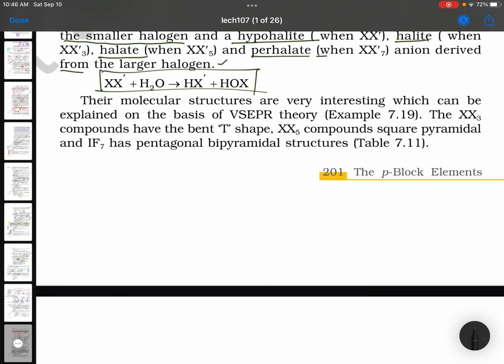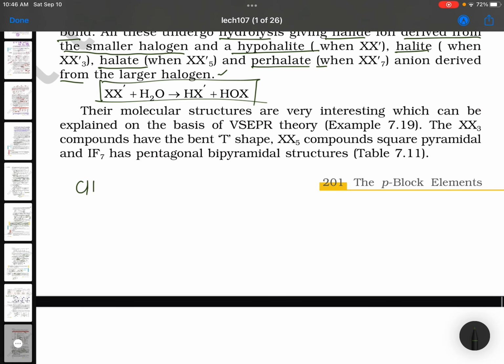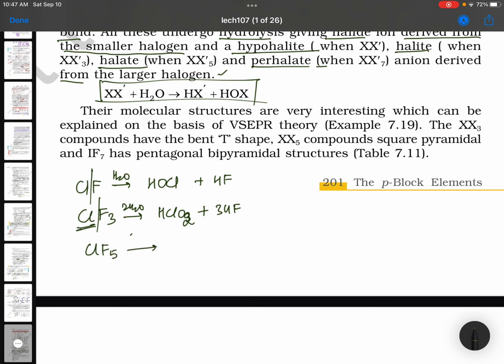Okay, now I can give you some examples here. For example, ClF gives you HOCl and HF. Okay, now break here, ClF3. Plus 3 oxidation state, so HClO2 plus 3HF. Here 1 water, here 2 water. ClF5, for example, if it is there, 3H2O gives HClO3 plus 5HF. Don't think much. Here chlorine oxidation state is plus 1, and the same oxidation state acid is formed. Okay, it is easy to remember.